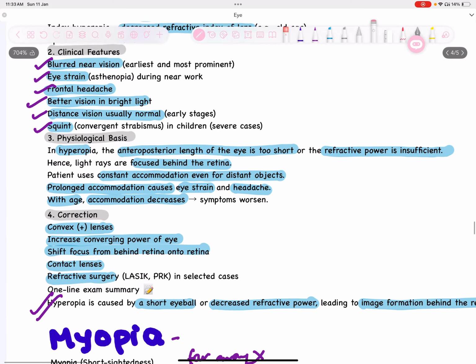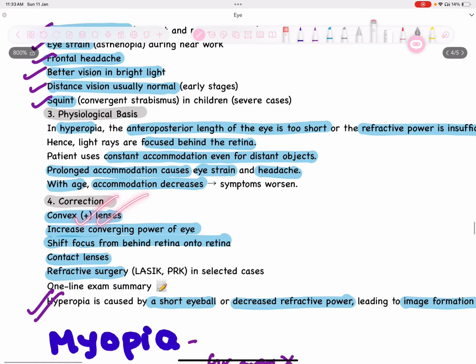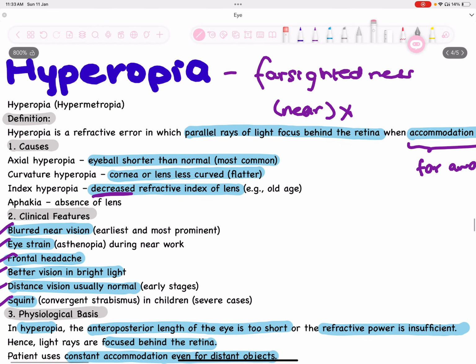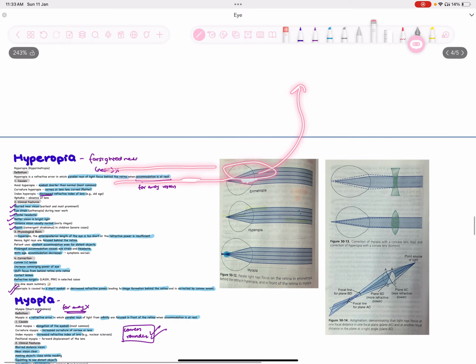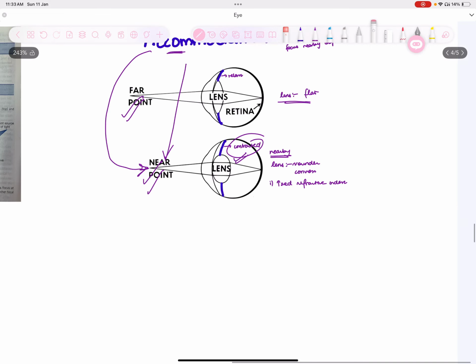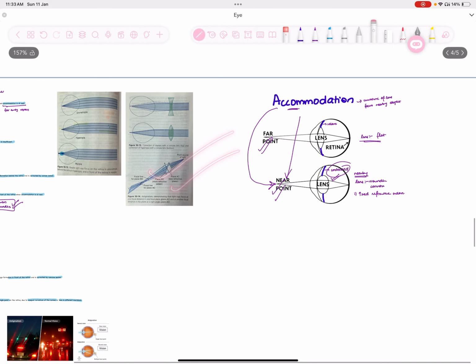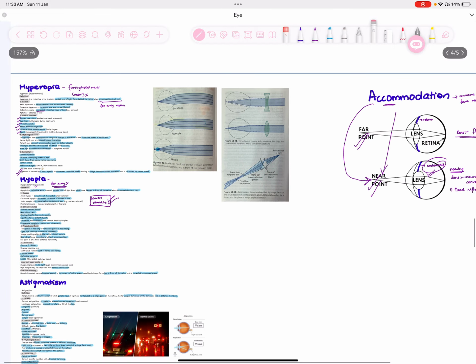So let's see. Correction is a convex lens, and hyperopia is because the eyeballs are shorter than normal, and the cornea or lens are less curved and flatter. So flatter when you're able to see things that are far away, right? And one more thing: when the refractive index is increased, you see the things nearby. Here you're seeing things that are far away, which means the refractive index is decreased. So what would be the second correction? To increase the refractive index. That would be the second correction, right?